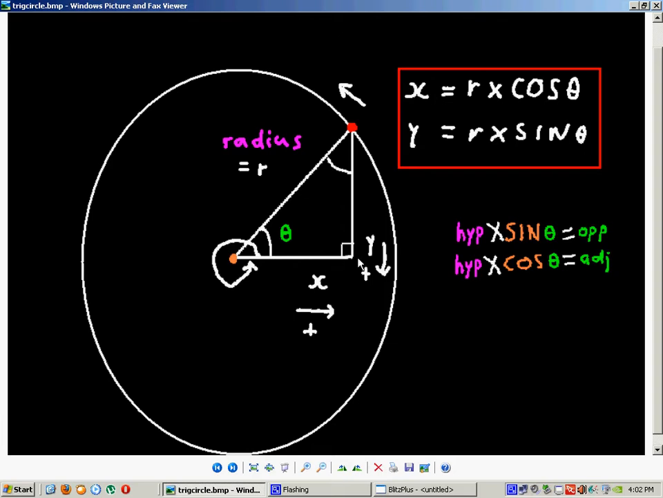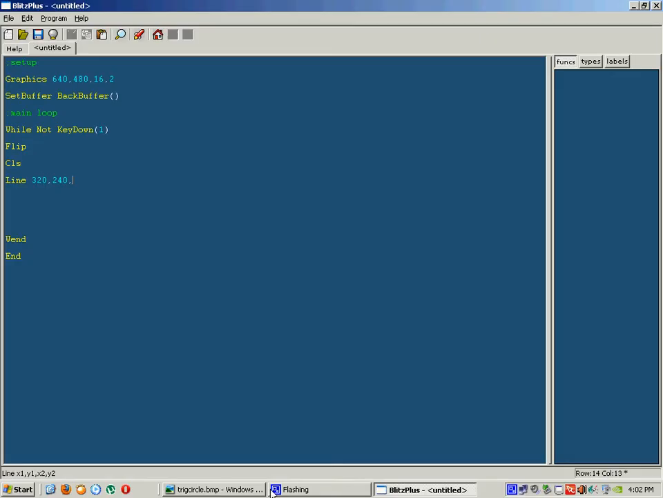So I want to move it across by x and up by y. I'm going to need these two for the x2 and y2, or the endpoint. This is x1, y1, and this is x2, y2. You can see down here, x1, y1, x2, y2. So I need to draw it from the center of the circle.